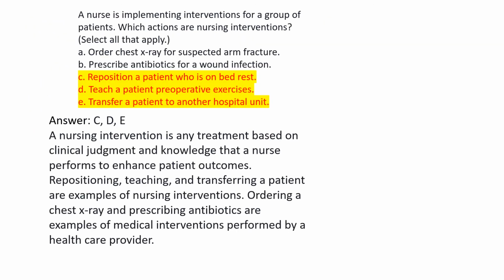C. Reposition a patient who is on bed rest. D. Teach a patient preoperative exercises. E. Transfer a patient to another hospital unit. Answer: C, D, E. A nursing intervention is any treatment based on clinical judgment and knowledge that a nurse performs to enhance patient outcomes. Repositioning, teaching, and transferring a patient are examples of nursing interventions. Ordering a chest X-ray and prescribing antibiotics are examples of medical interventions performed by a health care provider.